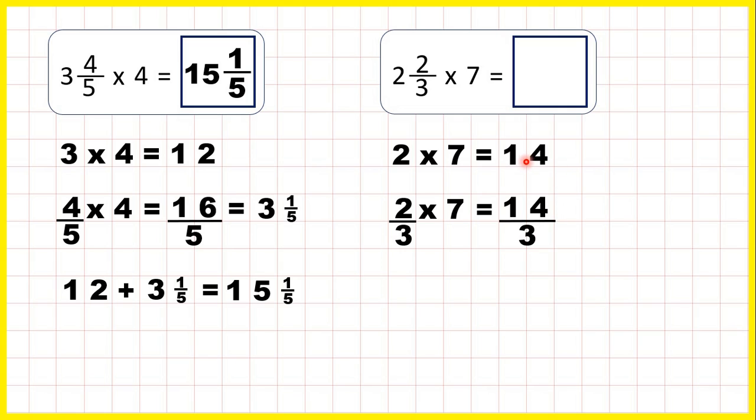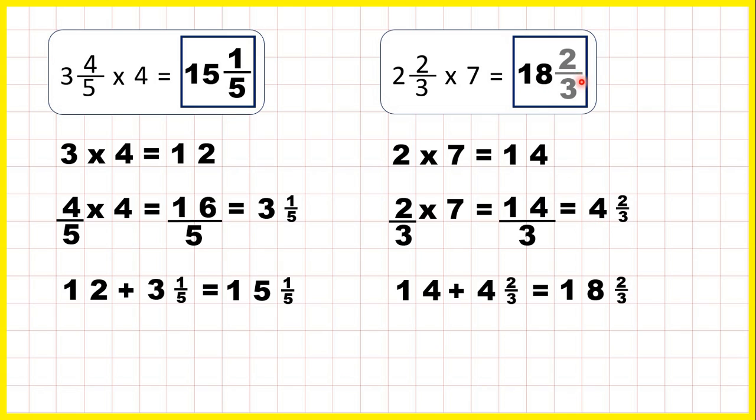Now again, we can't write 14 14/3 as our answer because we can't have an improper fraction in a mixed number. So we need to change 14/3 into a mixed number. We do that by dividing. 14 divided by 3 is 4, remainder 2. So the remainder 2 is our numerator, and the denominator stays the same. So now we're just adding 14 plus 4 2/3. 14 plus 4 is 18, the 2/3 can stay the same, so our answer is 18 2/3.